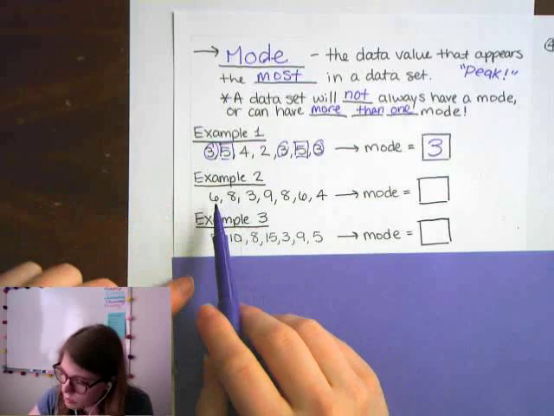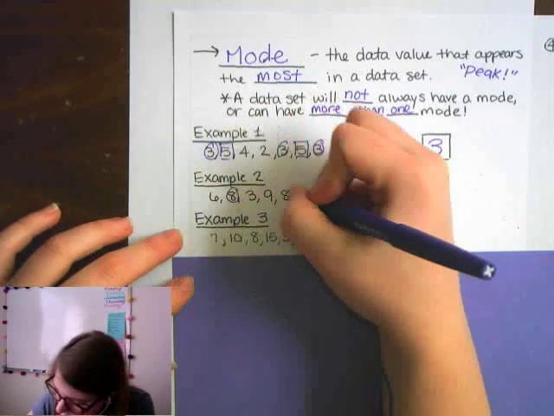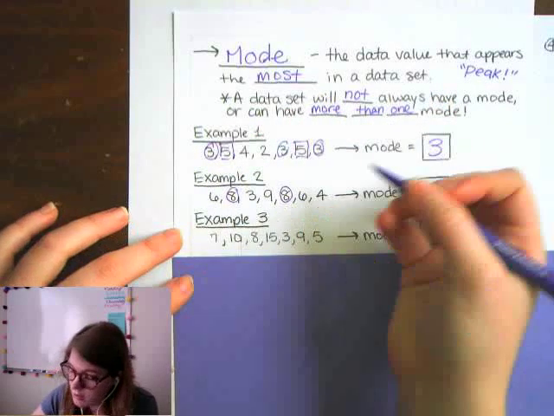For number 2, 6, 8, 3, 9, 8. All right, there's two 8s. 6, so there's another 6.